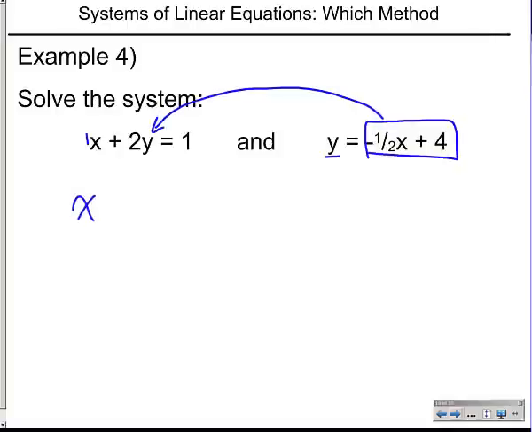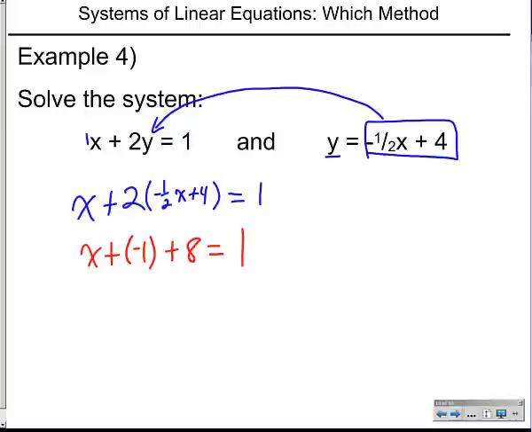So we bring down our x plus 2, and then anytime we go to substitute, we put parentheses, and we're going to substitute the negative 1/2 x plus 4, and the whole thing is still equal to 1. Distribute, so the x plus 2 times negative a half is negative 1, and then the 2 times the 4 is going to give you 8. Combine your like terms, so x plus 7 is going to equal 1. X then will equal negative 6 when you subtract 7 from both sides.